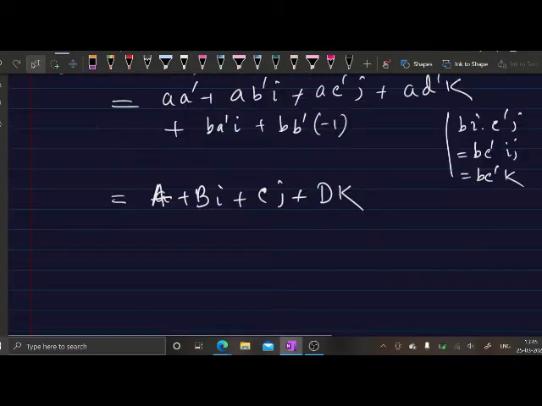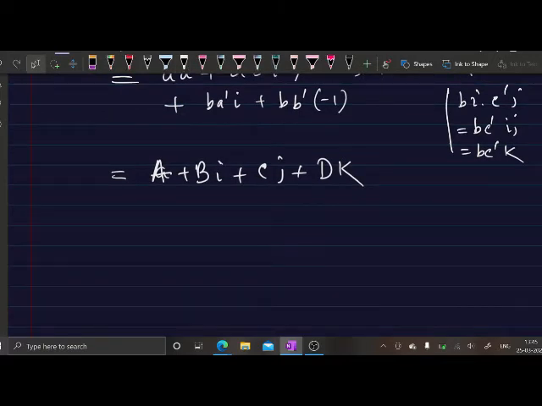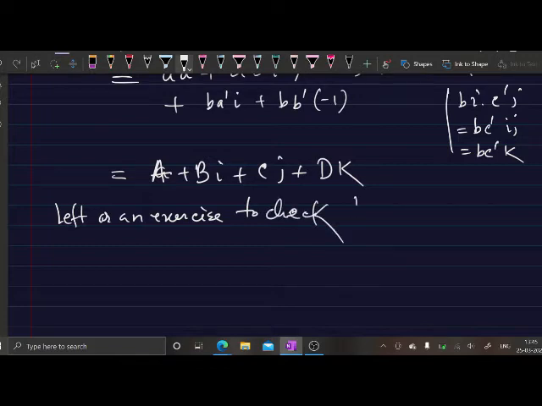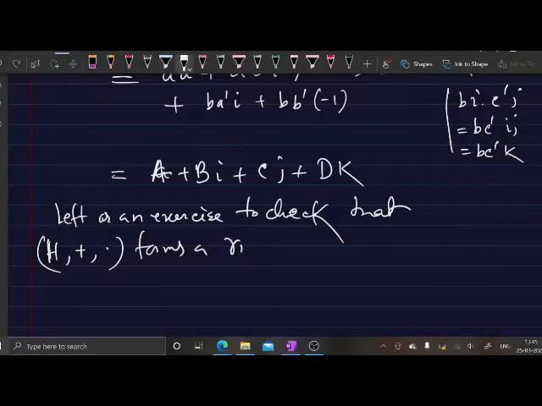And you can, left as an exercise, check that H plus dot forms a ring. H plus dot forms a ring.